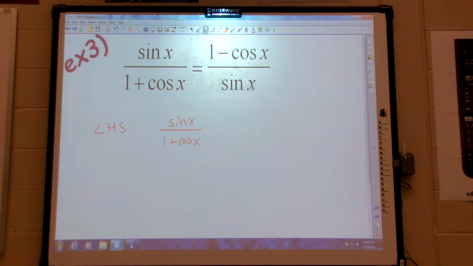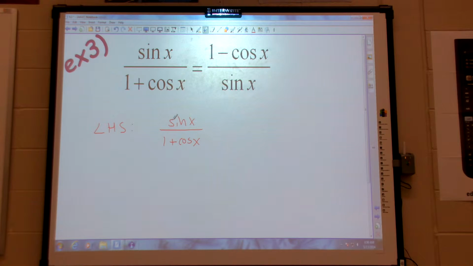A lot of you on the quiz tried to tell me that 1 plus cosine x is sine x, or something like that. It's not even close to being true. So, let's think about strategies here. I'm pretty limited in what I could try. Can you try the conjugate? That's exactly what I'm going to try.